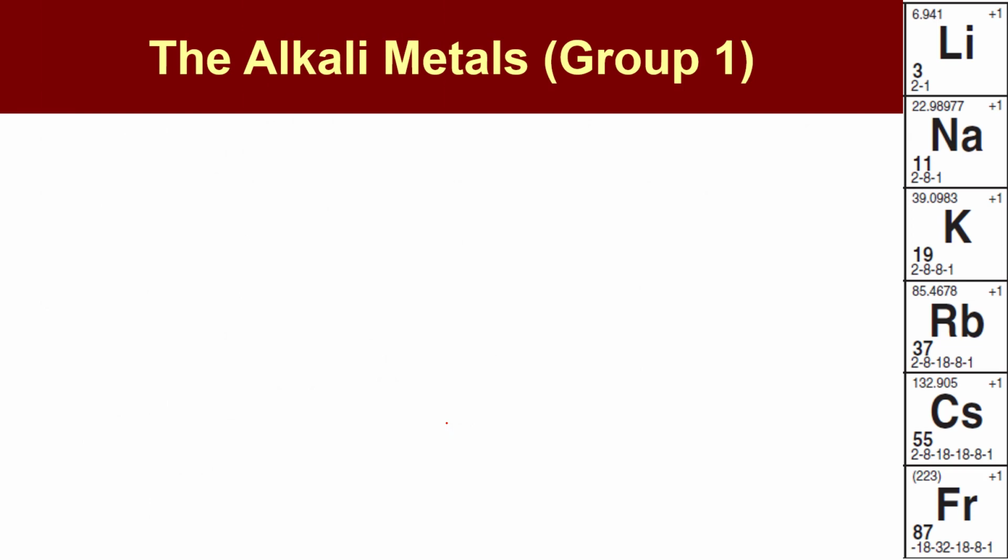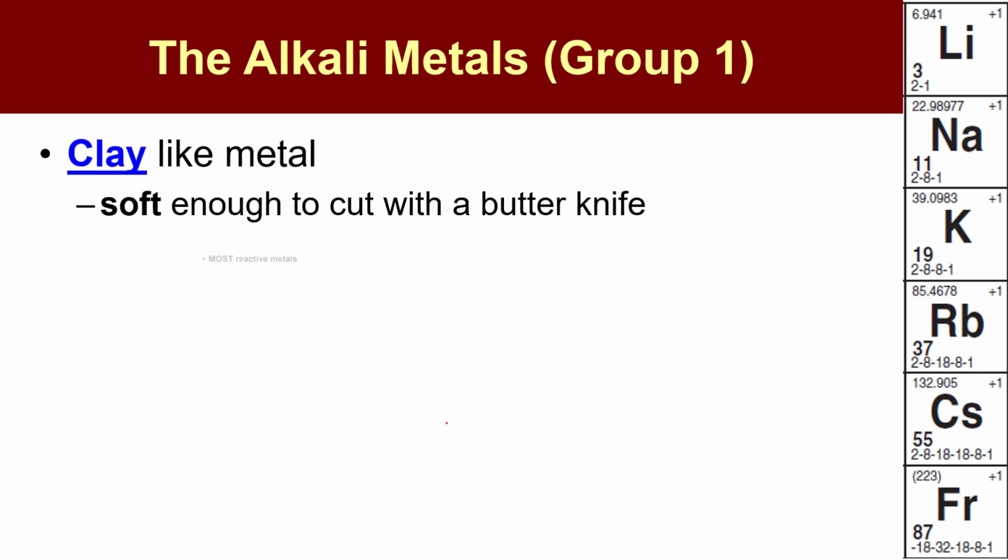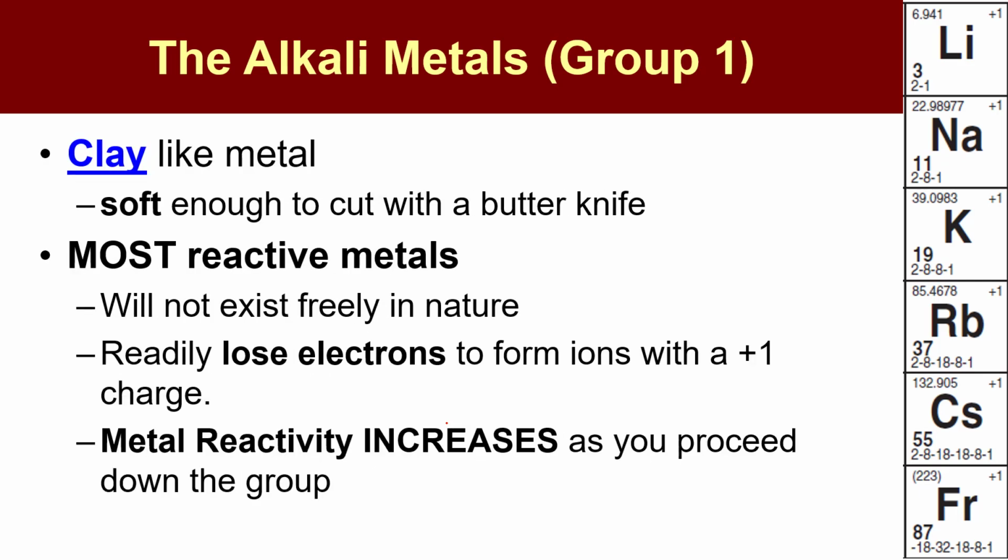Let's start talking about the alkali metals. That is group 1. And the first thing you should realize is there is one conspicuous member of group 1 that is not present, and that is hydrogen. Hydrogen is not an alkali metal. Hydrogen is a gas at room temperature. So if we're talking about alkali metals, we're talking about lithium down to francium.